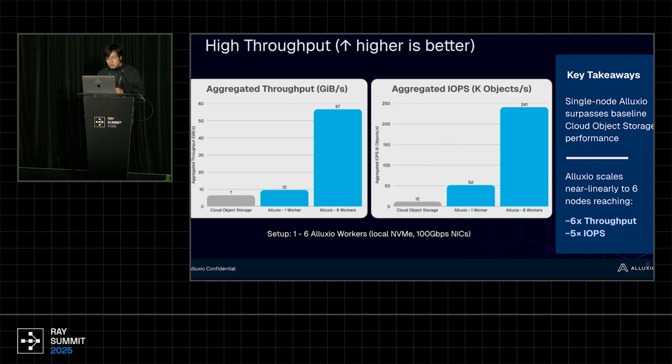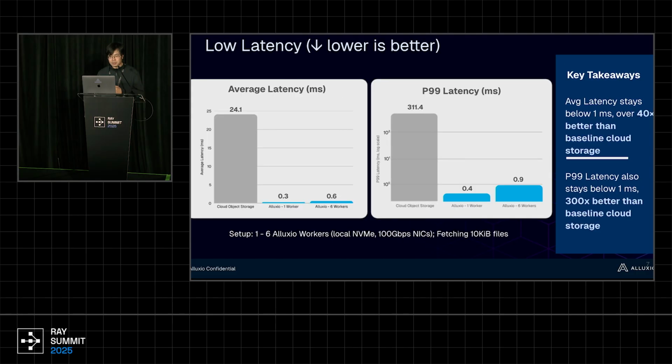And this is almost 20x more than if you're just talking to cloud storage directly. Latency, my favorite part. Basically, Alluxio is designed for low latency workloads. If you have really latency-sensitive workloads, you want to get the data from your cloud storage fast.